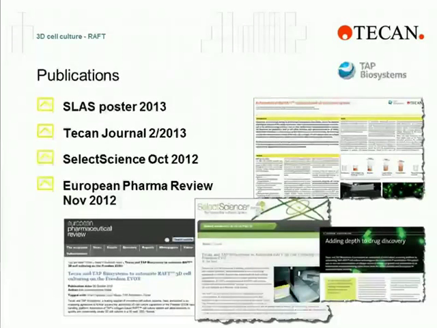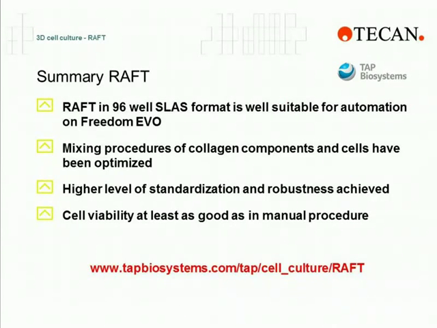So again, we have published some papers and some posters available on the Tecan homepage and on the TAP Biosystems homepage. And the summary of the RAFT technology: the automation of the RAFT system in the 96 well format works perfectly on a Freedom EVO due to all the special features our liquid handler offers. We optimized the mixing of the components of collagen and cells, and this finally resulted in a very high level of standardization and robustness, also with the RAFT technology. And again, like with the Alvetex system, we could show that the cell viability is at least as good as with the manual procedure.